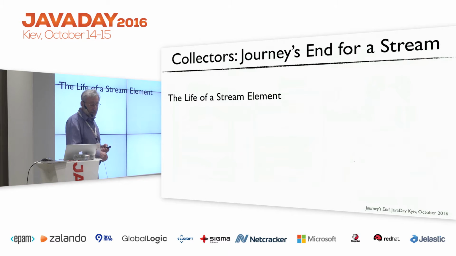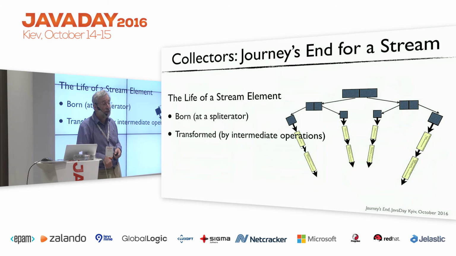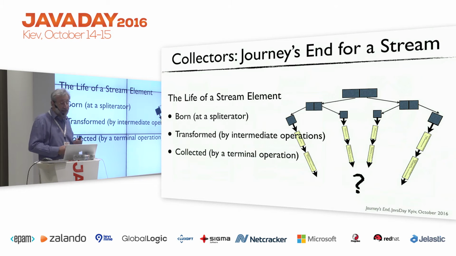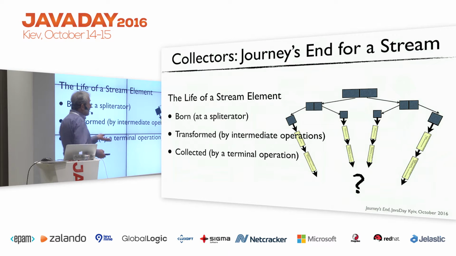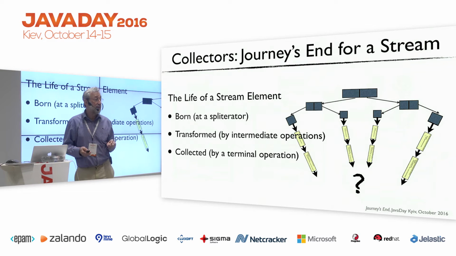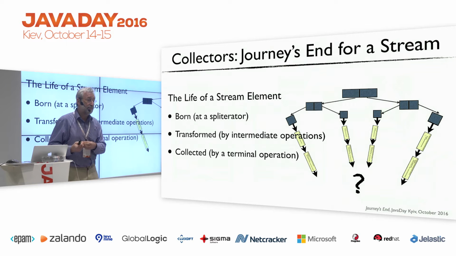A stream element is born as a spliterator. It goes through some intermediate operations, and then at the end, something's got to happen to it. In the usual way of things in functional programming, where the idea of streams came from in the first place, this isn't very problematic, because what happens with this big question mark is that there's some way of combining the elements that have come through the stream and putting them together. They're typically immutable elements in functional programming, and so we build something new out of them.